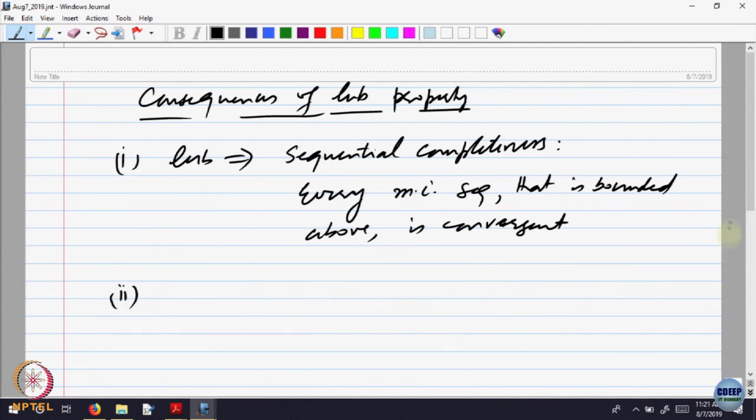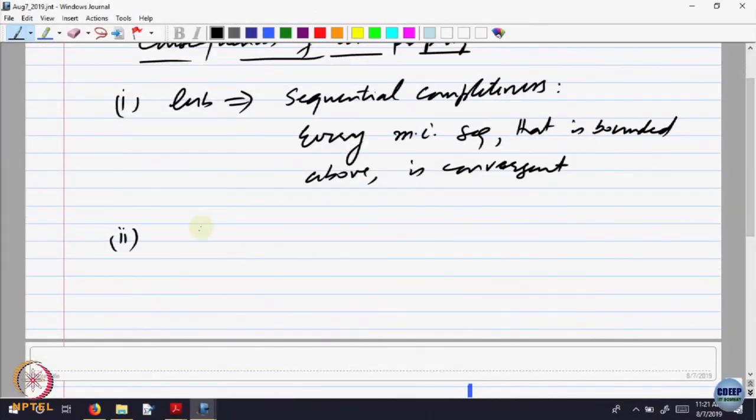So, to prove the second thing, first observation. We started looking at: convergent implies it is Cauchy, right, that we have seen last time, that if a sequence is convergent, it must be Cauchy. That means, elements of the sequence must be coming closer and closer to each other, ok.